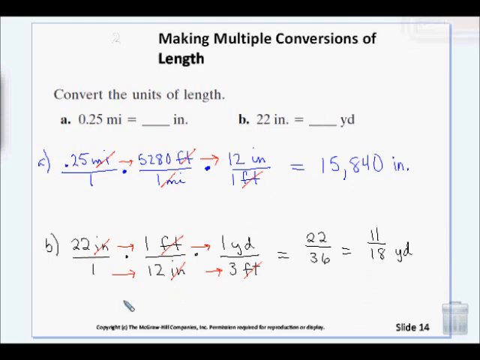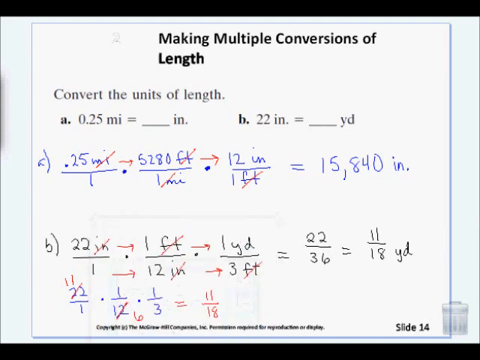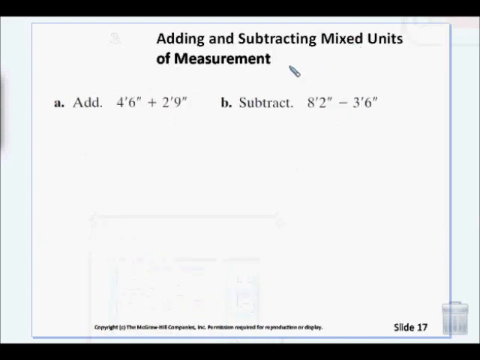Okay, so if you wanted to cross cancel, I'll do it in blue. And I'm going to leave out the units just for this purpose. If I'd wanted to cross cancel, 12 and 22 are both divisible by 2. So I'd still get 11 over 18.